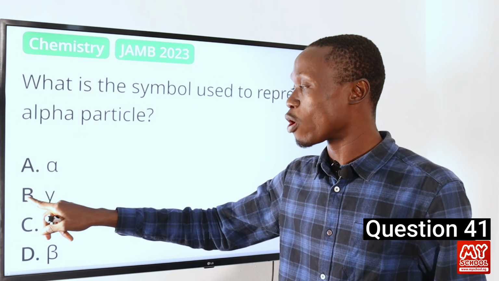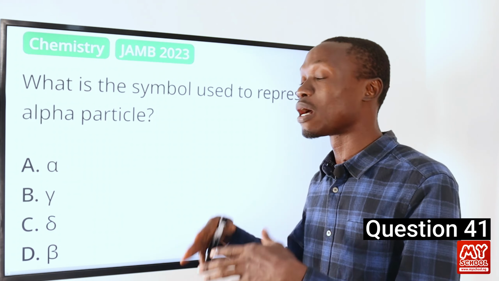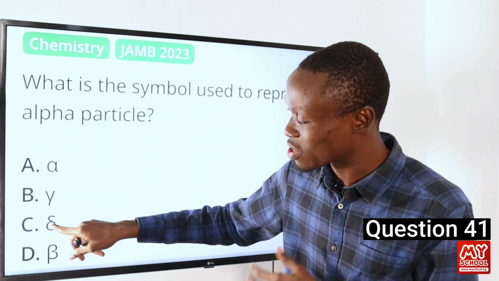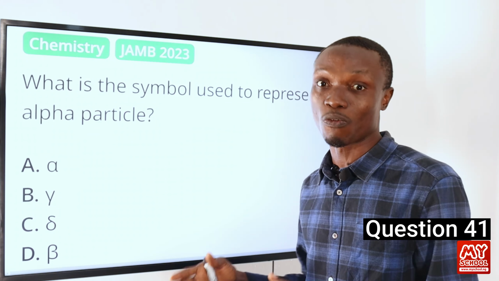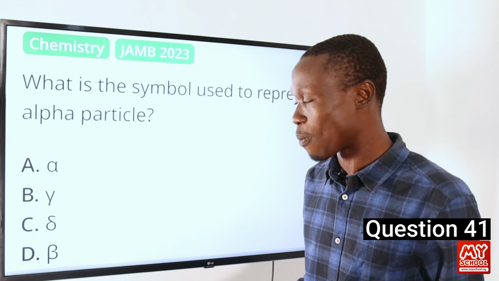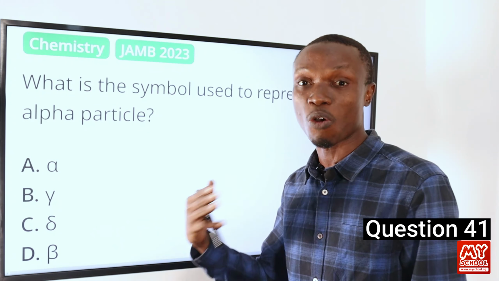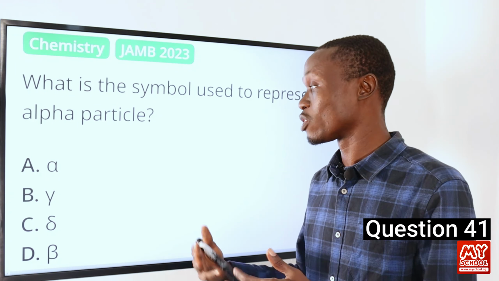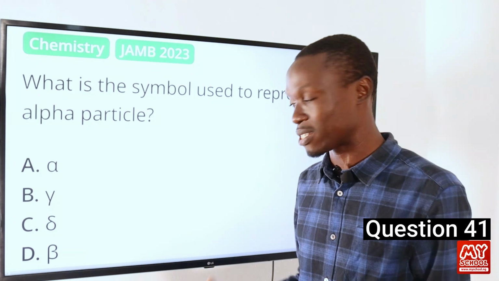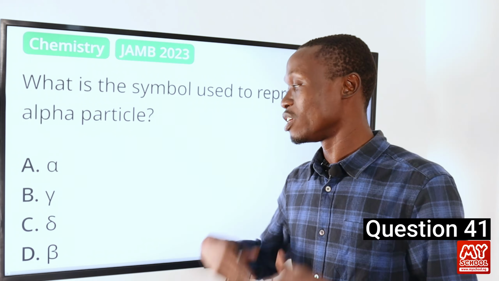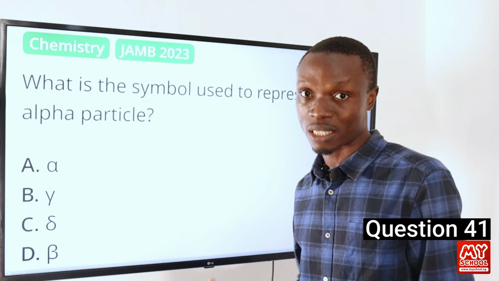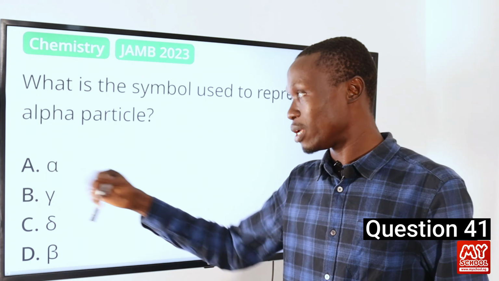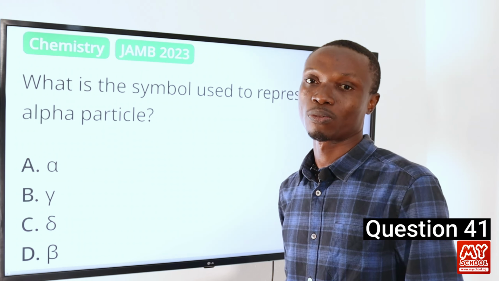While the symbol in option B is used to represent the gamma particle. Option C is not used to represent any of the particles, because I said there are three. Option C is just another way of writing delta, called the lowercase form of delta. While option D is used to represent the beta particle. So option A is the correct option.